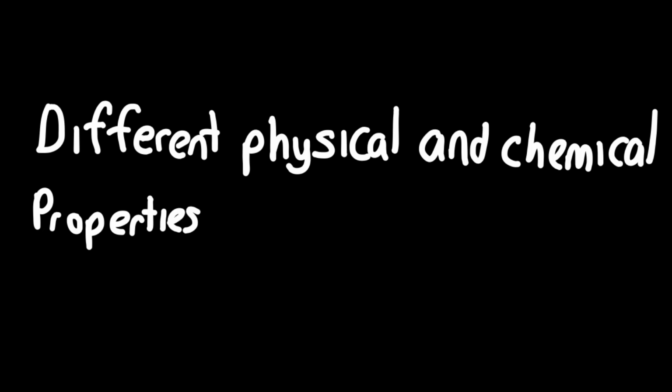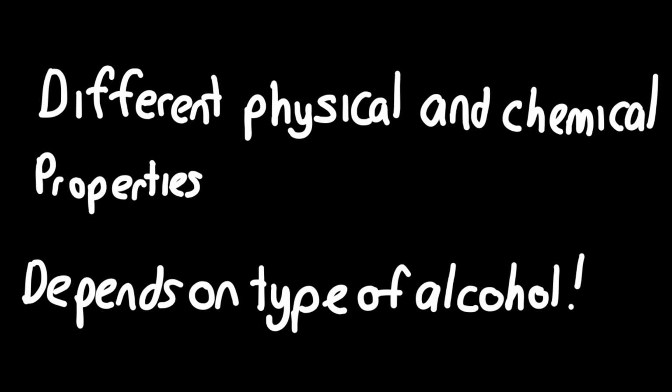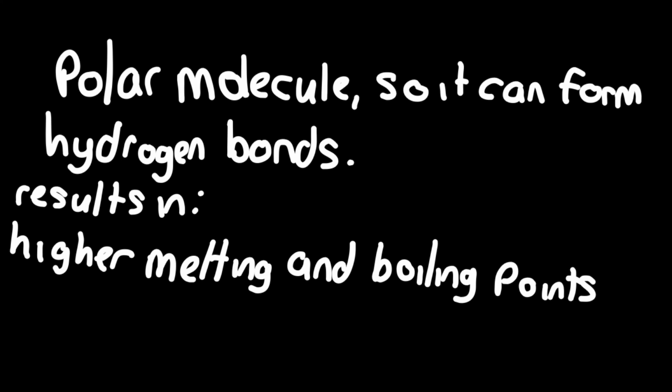Each one has different physical and chemical properties due to the position of the OH group. The properties of alcohol depend on what type of alcohol it is. Since it has an OH group, it can hydrogen bond with other alcohol molecules and water. It is a polar covalent bond which creates a strong bond between the molecules. This results in higher melting and boiling points due to hydrogen bonding, which is stronger than dispersion forces.